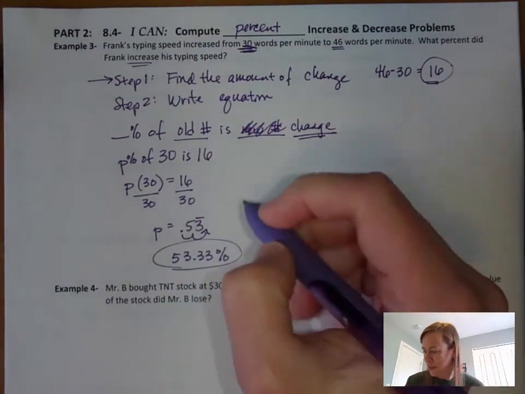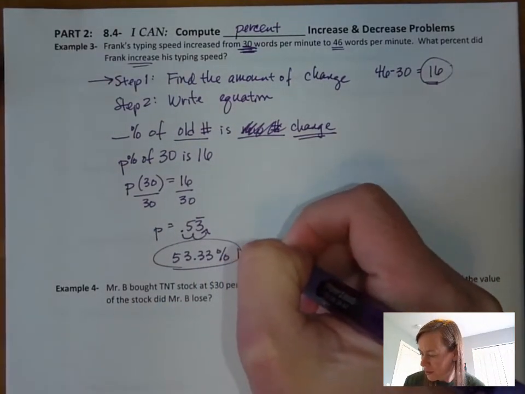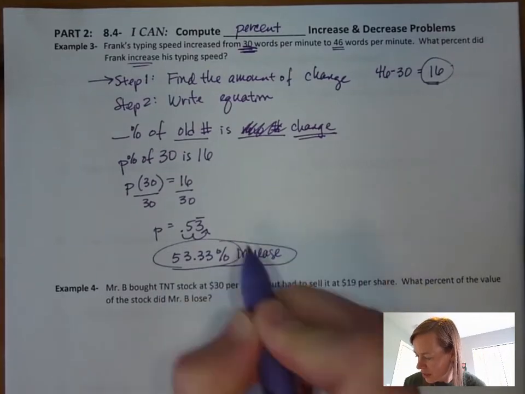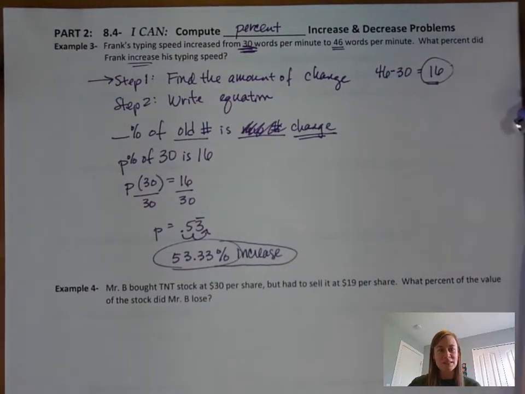This looks good. It would probably be better if I had written increase there. So let me just make that little change. And then we're done with that one. Let's go on to example 4.